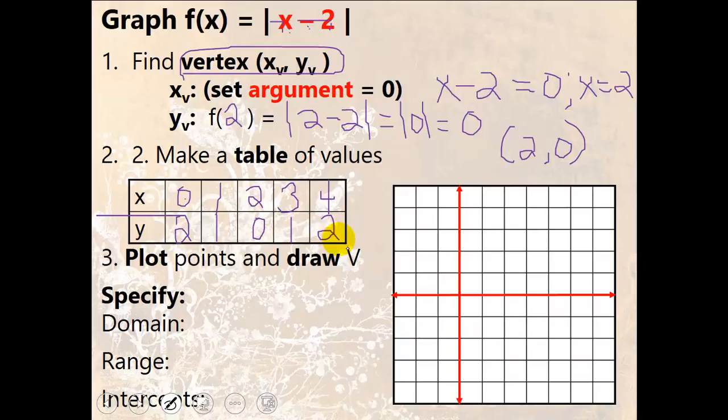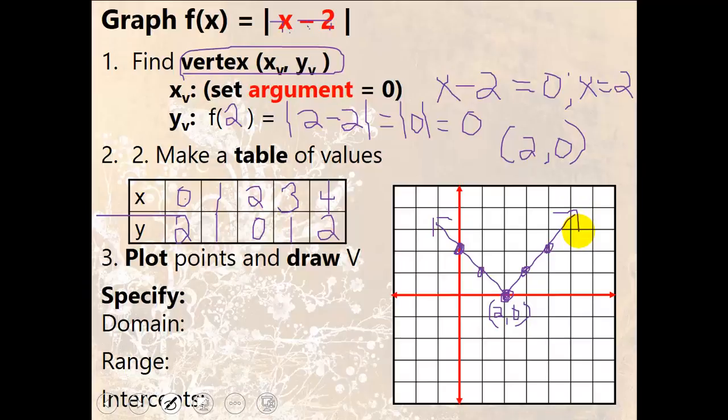So here's my vertex. This is the point 2, 0. And I'm going to have 1, 1. And I'm going to have 0, 2. And then 3, 1. Sorry, it doesn't like for me to make circles. And 4, 2. And then I'm going to sketch my graph. It's always a V.